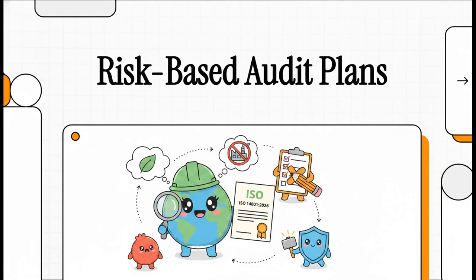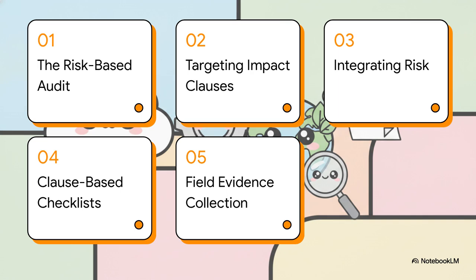We're going to talk about how to take those plans and develop systematic clause-referenced field checklists that actually mean something. We're transforming these audits from basic compliance checks into seriously powerful risk-busting tools. We have a fantastic roadmap for you today. We'll start with the risk-based audit, move right into targeting high-impact clauses, look at integrating risk into planning, build some clause-referenced audit checklists, and wrap up with systematic field evidence collection.